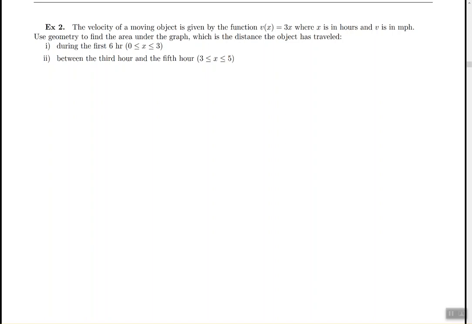Example 2 describes a situation similar to what we did in example 1, except the velocity function is now 3x, and the velocity is measured in miles per hour, and x is measured in hours. And so again, they want us to find the area under the curve, and in this case, for part 1, it's between 0 and 6.